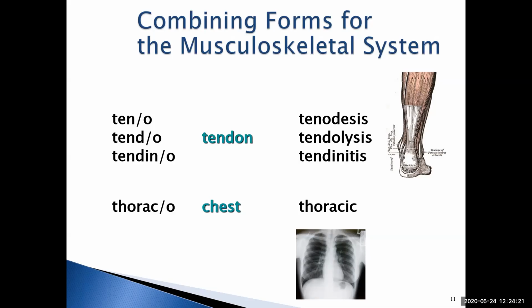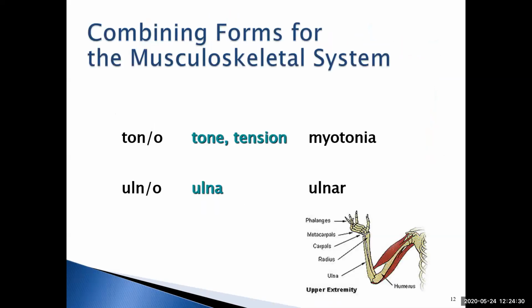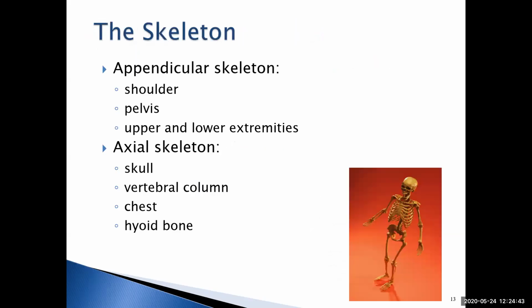Thorax, thoraco is chest. Thoracic would be pertaining to the chest. Tono is tension or tone, myotonia, so referring to the tone of the muscle. Ulno is referring to the ulnar bone, the bone that's in your lower arm next to the radius.